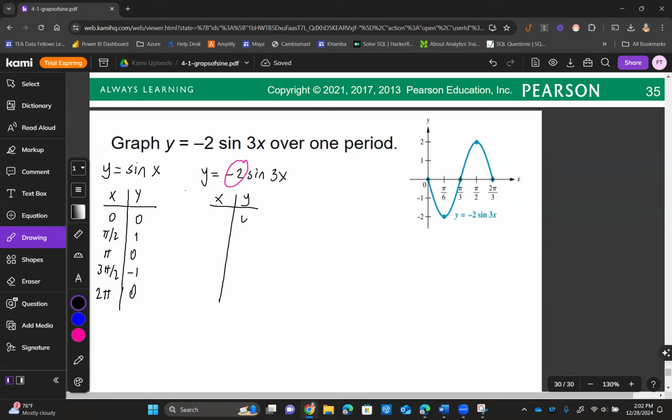0 times -2 is still a 0. 1 times -2 is -2. 0 times -2 is a 0. -1 times -2 is a +2. And 0 times -2 is 0. This is going to change the y values.